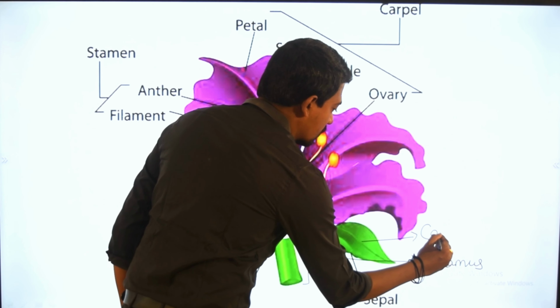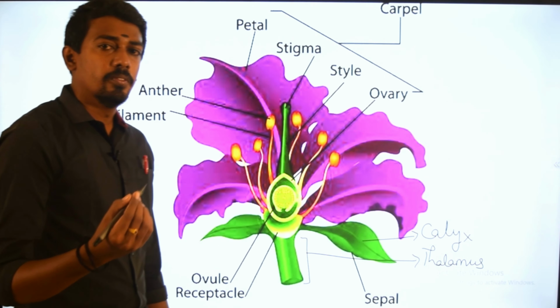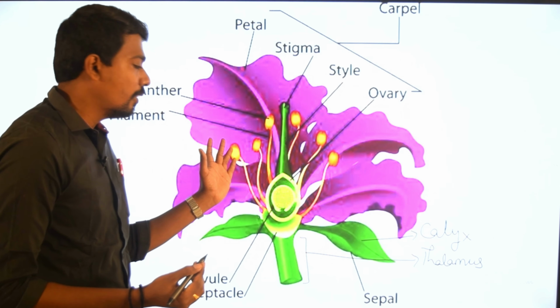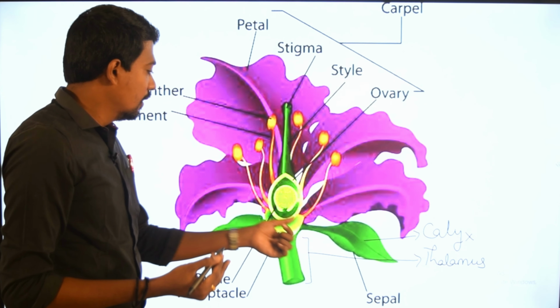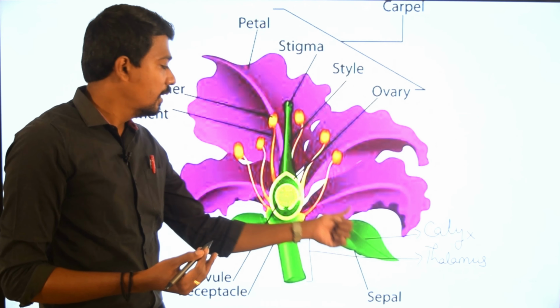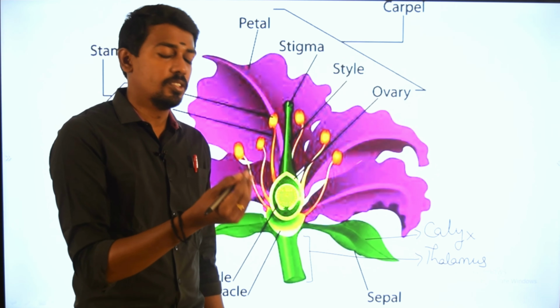Followed by the thalamus, the leafy structure we see here is the sepal, which is otherwise called calyx, C-A-L-Y-X. The main function of this calyx is, when the flower is in the state of bud, I mean before the flower widens up, this calyx provides protection for all the underlying floral structures.